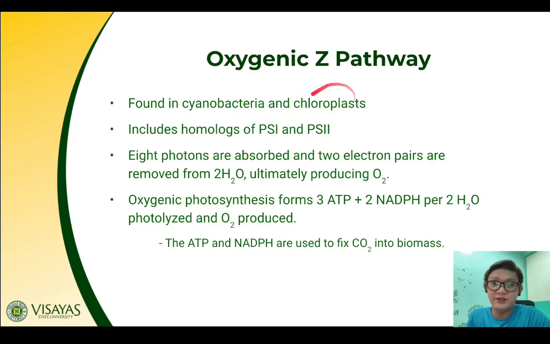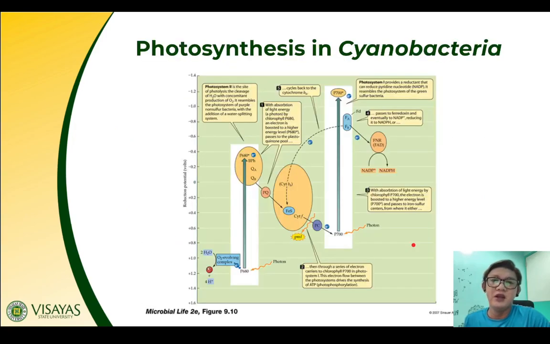These include homologs of PS1 and PS2. 8 photons are absorbed and 2 electron pairs are removed from 2 molecules of water, ultimately producing oxygen. So oxygenic photosynthesis forms 3 ATP, 2 NADPH per water photolyzed and oxygen that is produced. The ATP and NADPH are used to fix carbon dioxide into biomass in the dark reactions of photosynthesis. So photosynthesis in cyanobacteria follows this Z scheme.